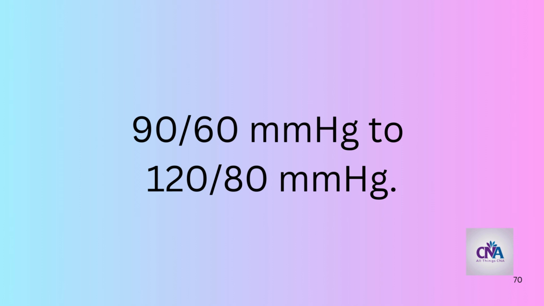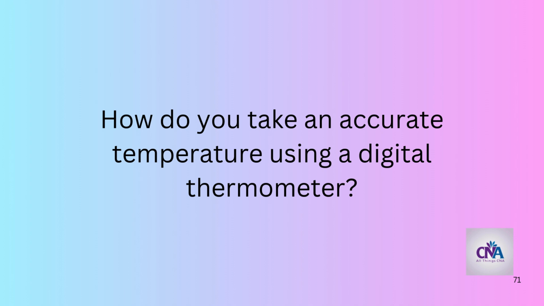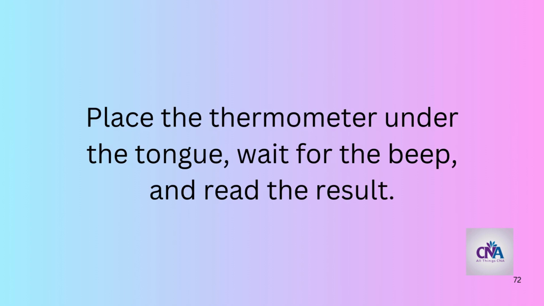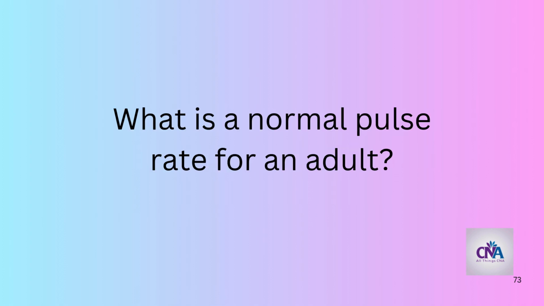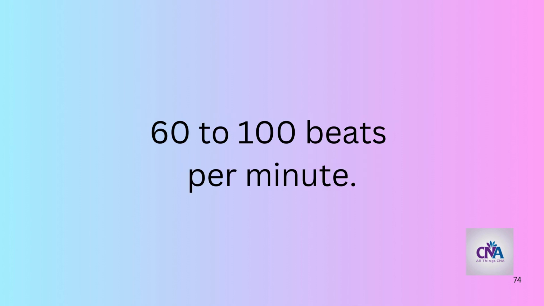Question: how do you take an accurate temperature using a digital thermometer? Answer: place the thermometer under the tongue, wait for the beep, and read the result. Question: what is a normal pulse rate for an adult? Answer: 60 to 100 beats per minute.